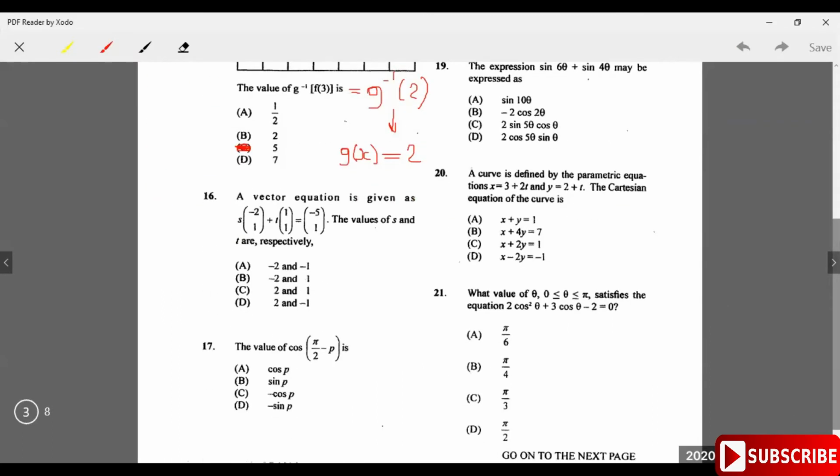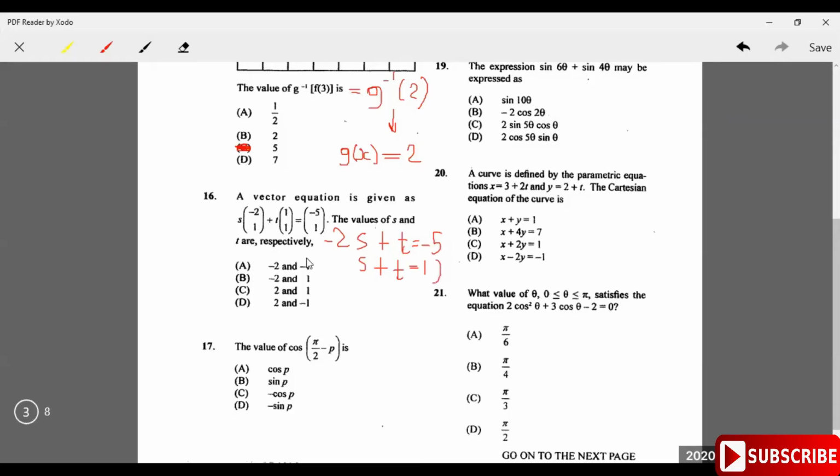Question 16. We have a vector equation given by s times (-2, 1) plus t times (1, 1) is equal to (-5, 1). Find the values of s and t. From this, we have minus 2s plus t is equal to negative 5. That's one equation. We group the x coordinates. Grouping the y coordinates, we have s plus t is equal to 1.